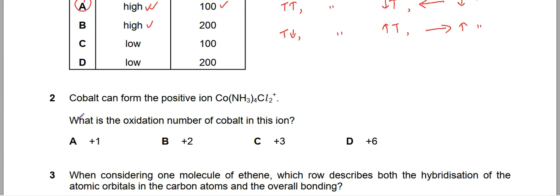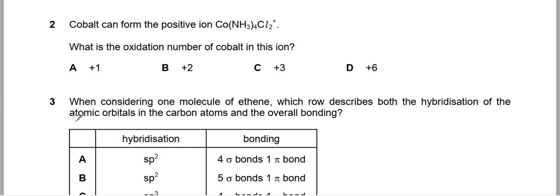Let's take a look at question 2. Cobalt forms the positive ion, this ion here, and we are looking for the oxidation number of cobalt. This is quite straightforward. Here we know that the overall charge is +1, and we know that ammonia has 0 charge, so we can ignore that.